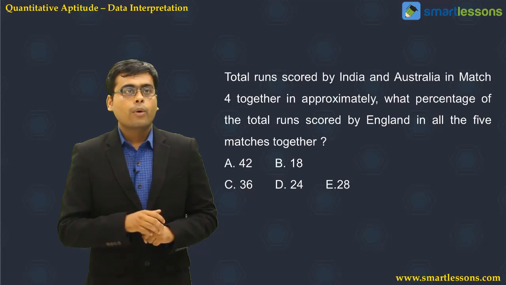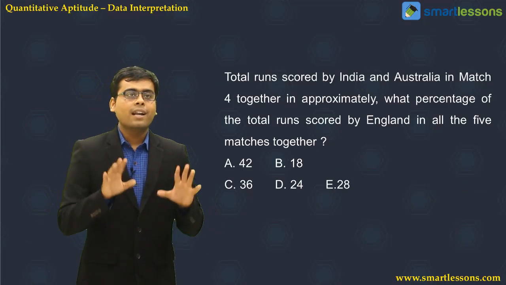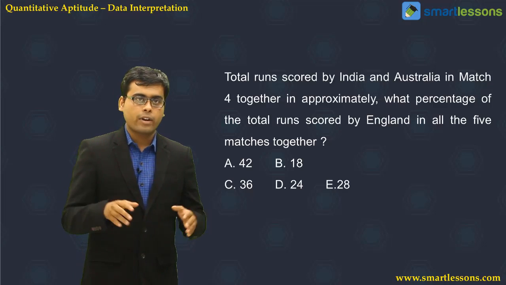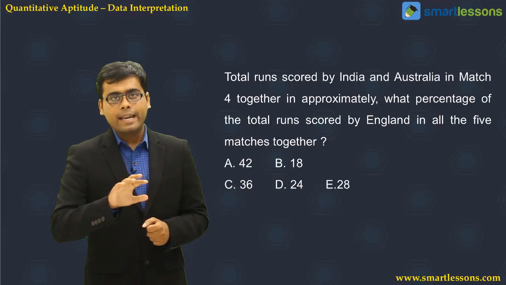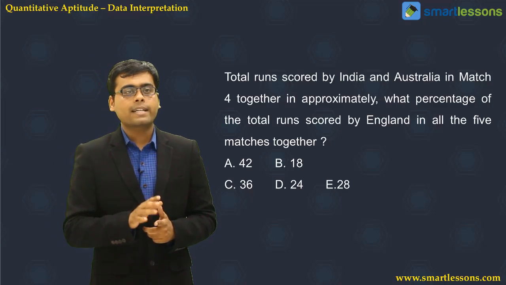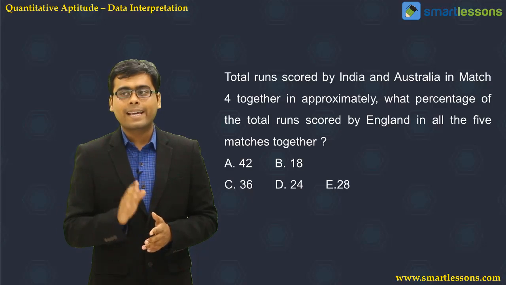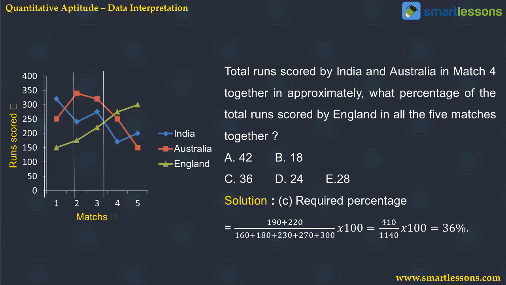Now the first question: total runs scored by India and Australia in match 4 together is approximately what percentage of the total runs scored by England in all the 5 matches together? So first, calculate the total runs scored by India and Australia together in match 4. India scored 190 in match 4 and Australia scored 220 in match 4. So the total is 190 plus 220, that is 410.